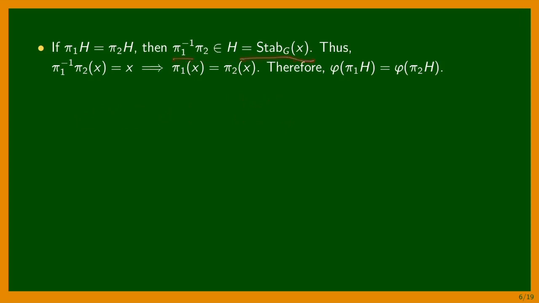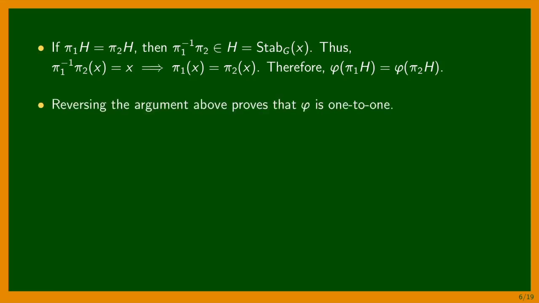Kasi H is yung stabilizer ng X. So it means to say that this mapping will fix X in its place. If you apply pi 1 on the left, yung left-hand side mo magiging pi 2 of x, yung right-hand side mo magiging pi 1 of x. Biniligtad ko lang. Therefore, yung phi of pi 1 of h equals phi of pi 2 of h. Hence, the mapping phi that we have defined is really well defined.